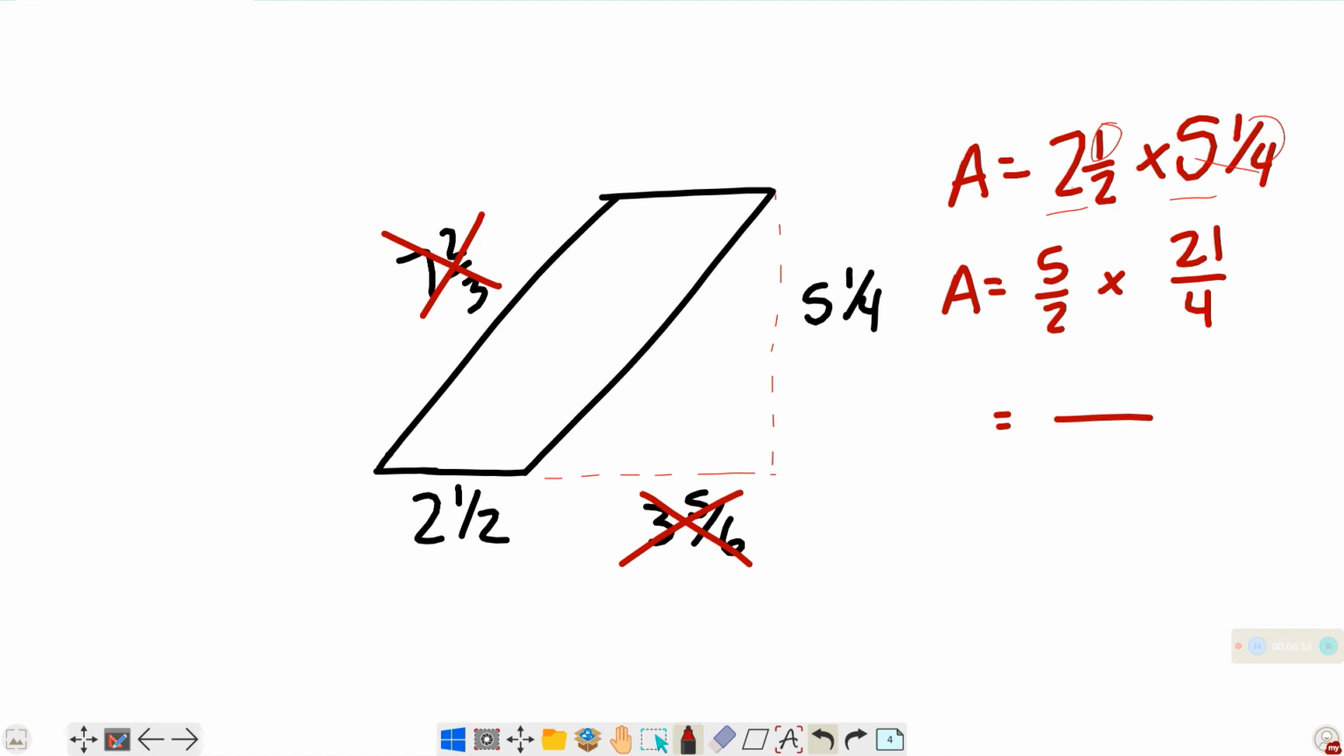But 5 times 21. I know 5 times 20 is 20, 40, 60, 80, 100. And then I have 5 extra. And 2 times 4 is 8. This is an okay answer. You do not need to change it back to a mixed number unless it tells you specifically. Don't do an extra step where you might make a mistake. This is mathematically the same. So leave it. And it was measured in inches, so inches squared.